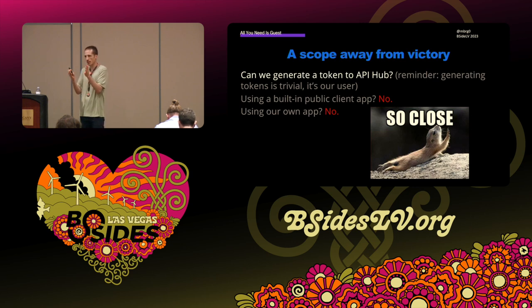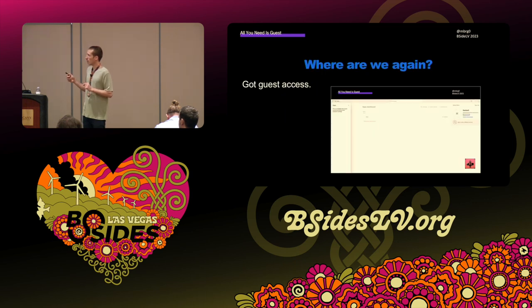And so we're kind of stuck. We were able to copy and then replay that request through the browser, but that means we can only do manual things. That's fine, but that's not a wide-scale exfiltration thing. And so let's try and figure out how we get to that token.